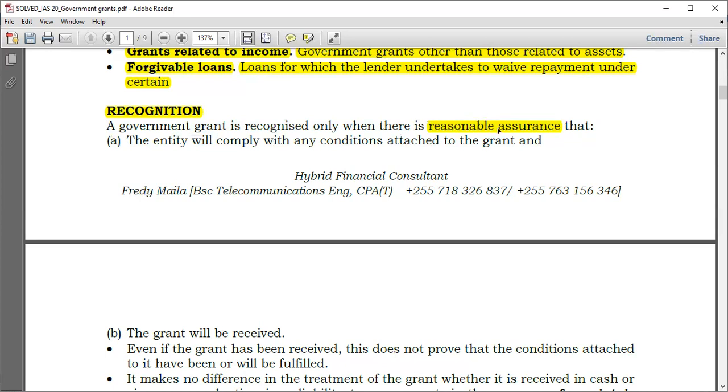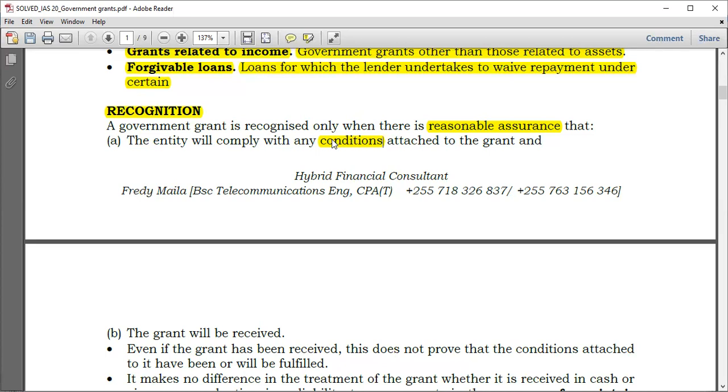It's not actually certain, but there is a reasonable assurance that, first of all, before reading this, just a small thing. We'll speak of two conditions. So we'll have to take a look at the two things, right? On the entity side, that will receive the grant, but also on the government side. So first, the entity will comply with the conditions attached to the grant. As I told you, the grant has conditions. So if we see that we cannot fulfill those conditions, then we're not going to recognize the grant because it will obviously have to be paid back.